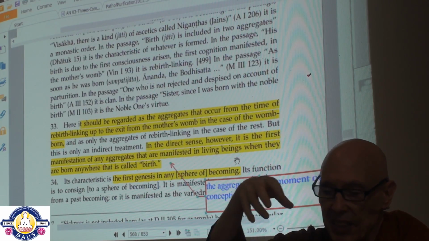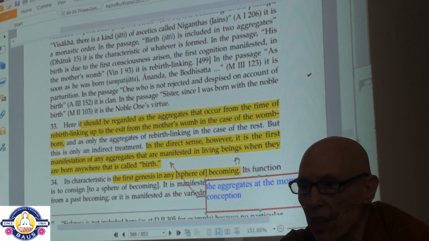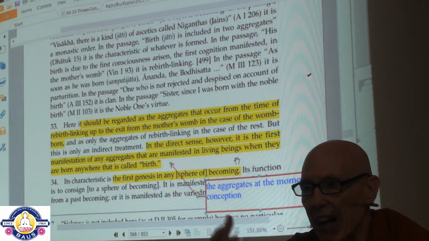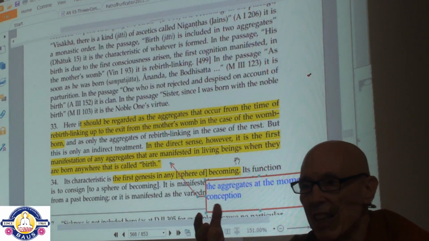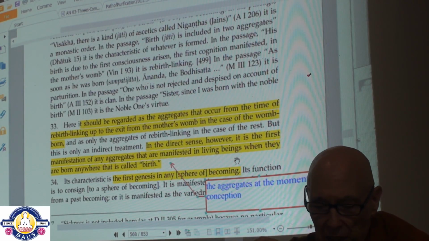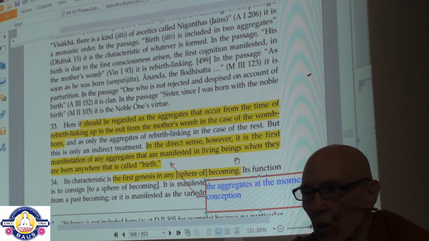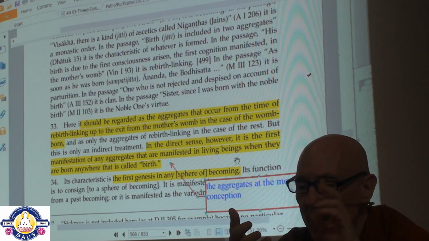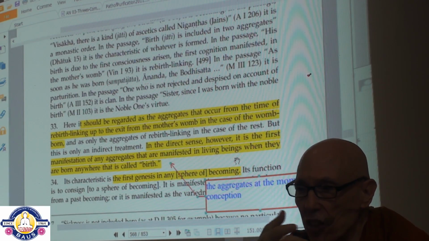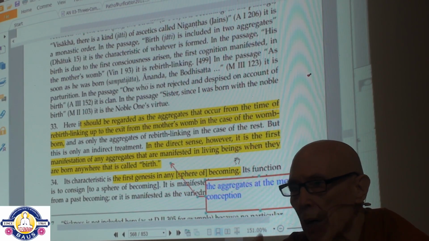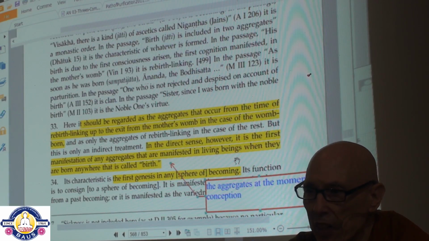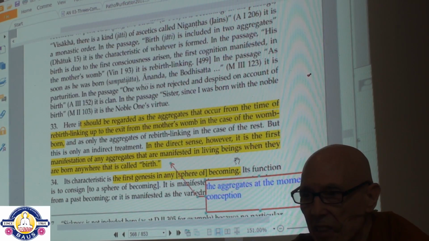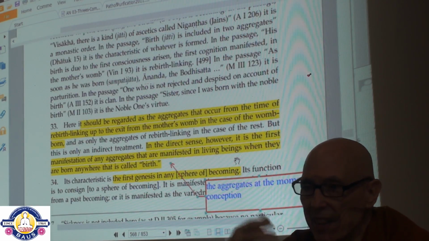So the moment when consciousness grasps hold of a newly conceived physical organism and starts the life process, the aggregates at that first moment when consciousness arises. At that moment, consciousness connects to a physical organism, and it turns that physical organism, the fertilized egg, into the rupa khanda, the aggregate of material form. And along with consciousness, there come the aggregates of feeling, perception, and volition. So the 5 aggregates arise simultaneously. Of course, the mental aggregates are in the most elementary condition, the most rudimentary kind of functioning. And that technically is what is called birth.